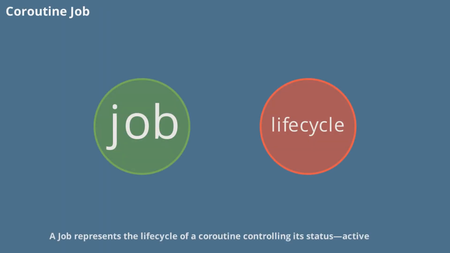A job represents the lifecycle of a coroutine, controlling its status: active, completed, or canceled. Jobs are hierarchical. Canceling a parent job cancels all child jobs. Each coroutine returns a job instance, allowing explicit lifecycle management. Adding a job to coroutine context helps prevent memory leaks and ensures tasks are canceled when no longer needed, especially in Android apps tied to component lifecycles.